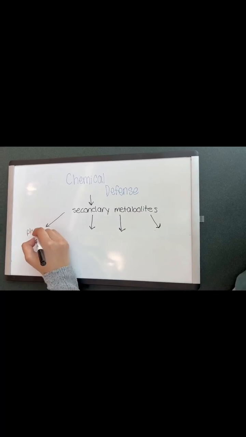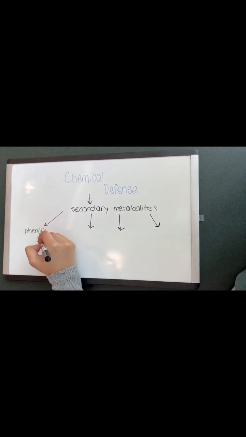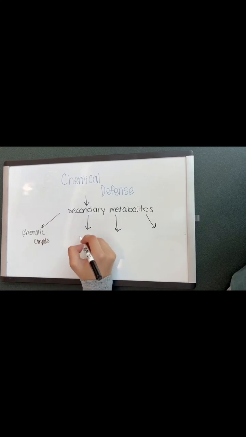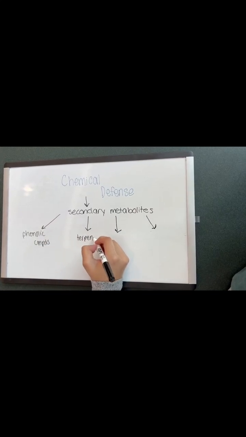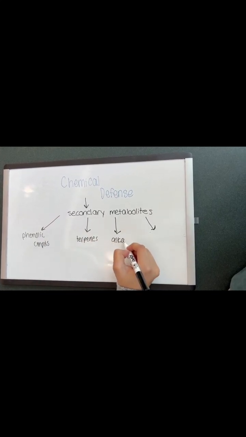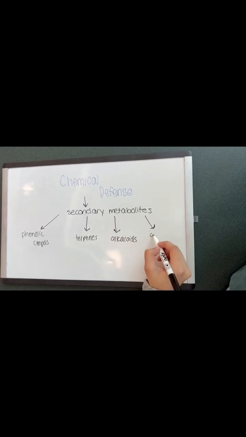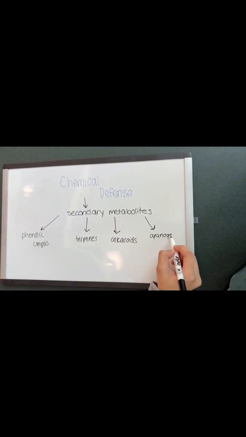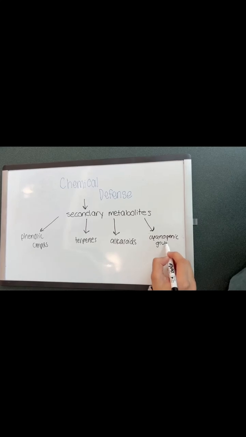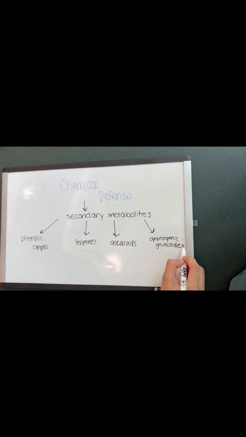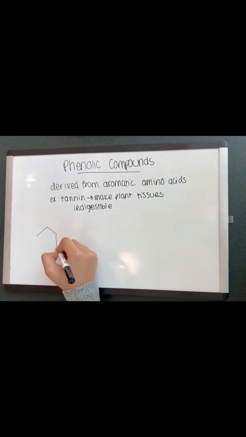First, we have to understand that the main form of chemical defense in plants relies on secondary metabolites. These are organic compounds not formed for development or basic growth, but for defense against predators. Within this, there are four broad categories: phenolic compounds, terpenes, alkaloids, and cyanogenic glucosides. Let's start with phenolic compounds.